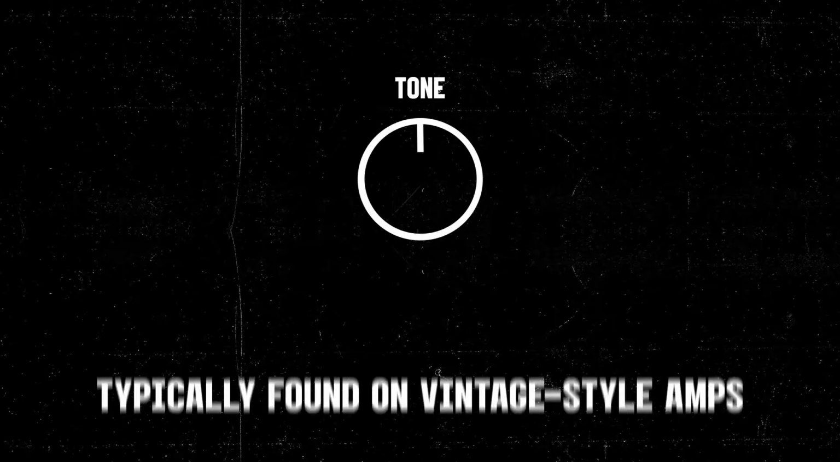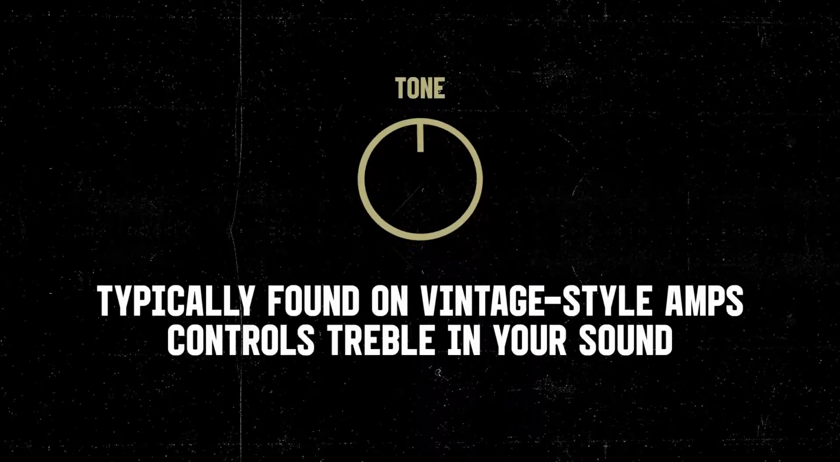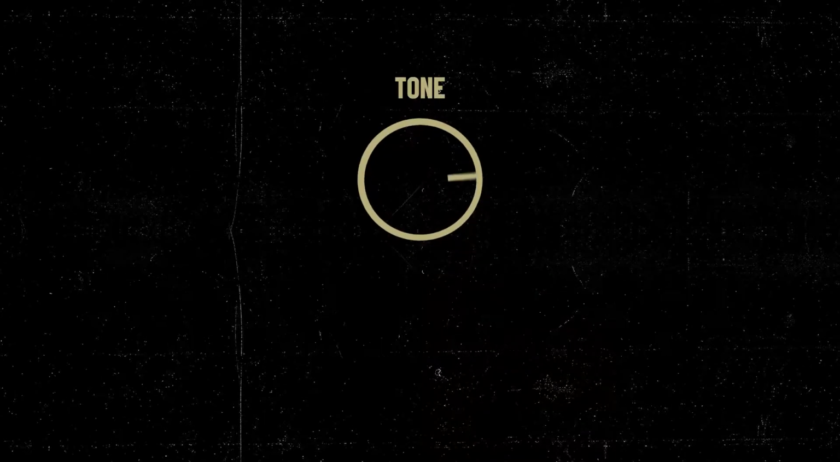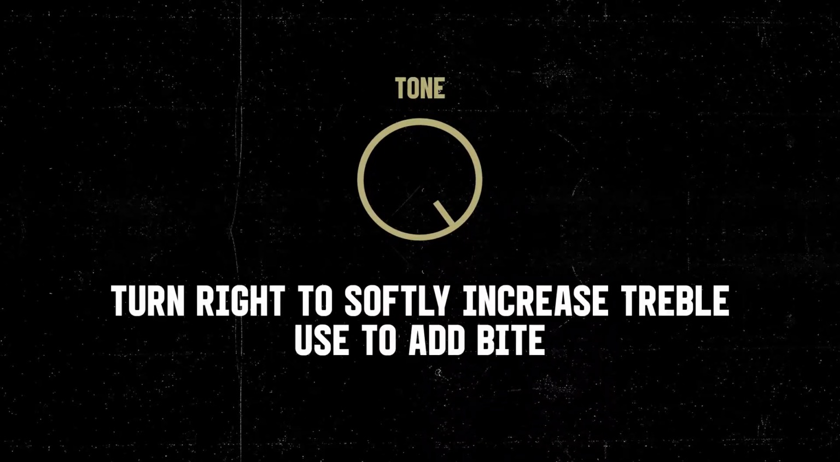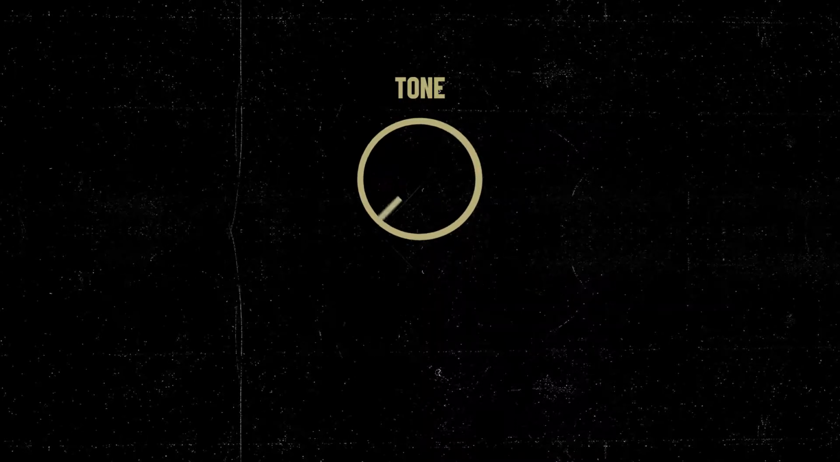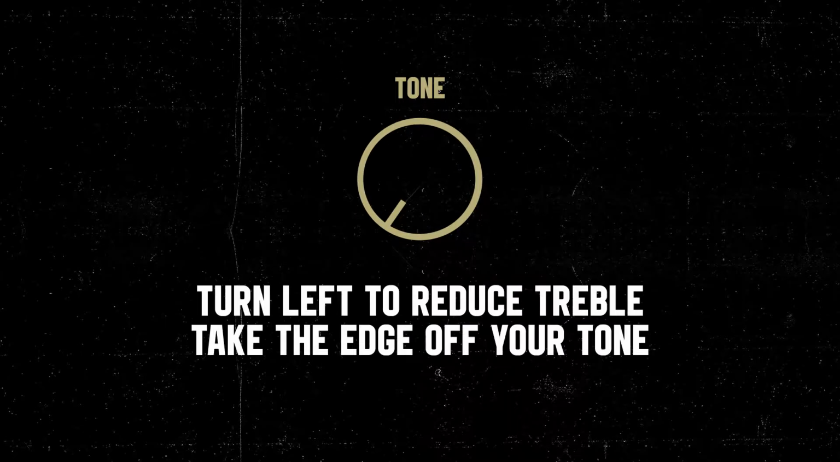Now we'll be using one of our vintage amps to look at the tone setting, which controls the treble in your sound. When turned to the right, this will softly increase the treble and add bite. Turning the dial to the left reduces treble, taking the edge off your tone.